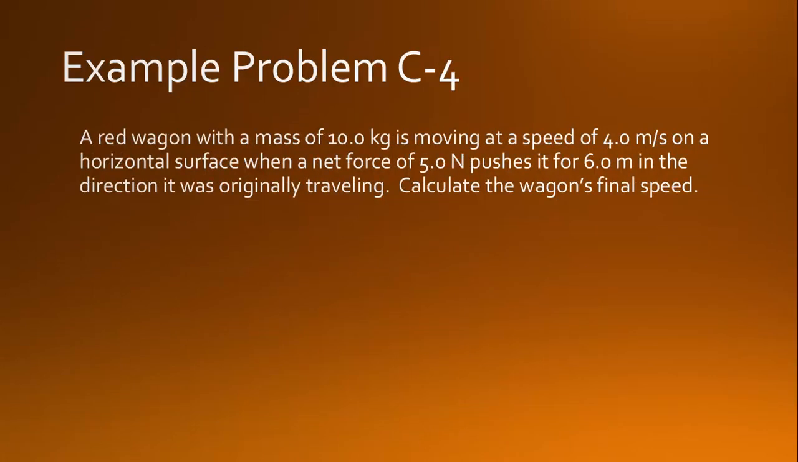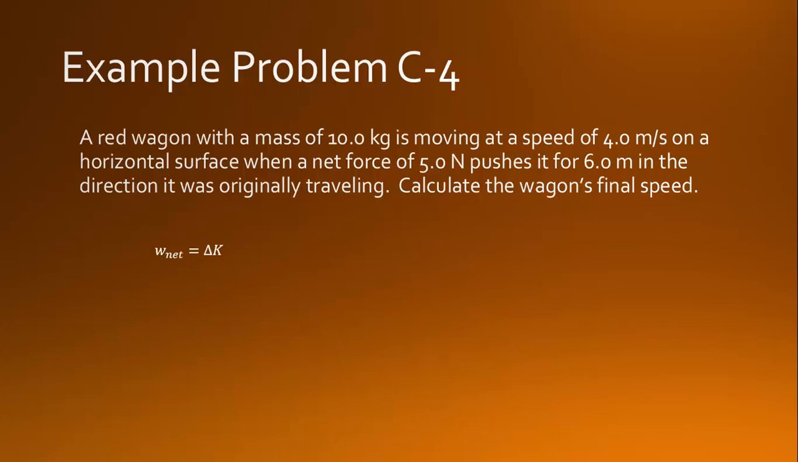So let's take a red wagon with a mass of 10 kilograms moving at a speed of 4 meters per second on a horizontal surface, and a net force of 5 newtons is going to push on it for 6 meters in the direction it was originally traveling. And I want to know what the wagon's final speed is. This is a pretty straightforward work energy problem. You know the mass, the initial velocity, the force, and the displacement; calculate the final velocity.